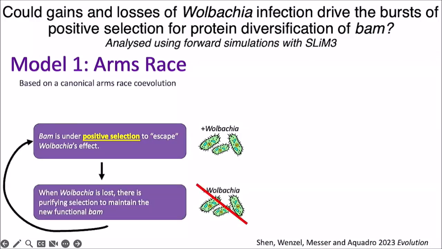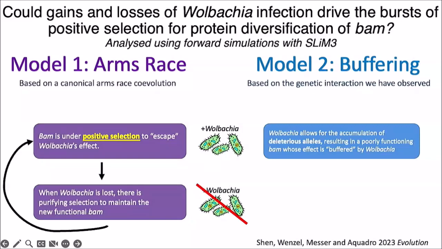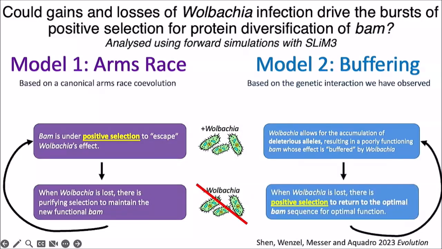So here you're under positive selection when you have Wolbachia to escape Wolbachia's effect. When you lose it, there's no positive selection at all. The second model was this buffering model, which is a simple model. Basically, if we have Wolbachia, it buffers it so we can accumulate deleterious mutations over time. But then when we lose Wolbachia, all of a sudden there's strong positive selection to return to the optimal phenotype. So we wondered whether this process could, in fact, cause the positive selection we're seeing.